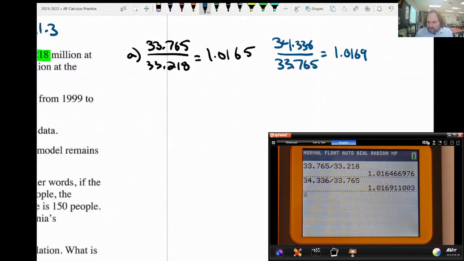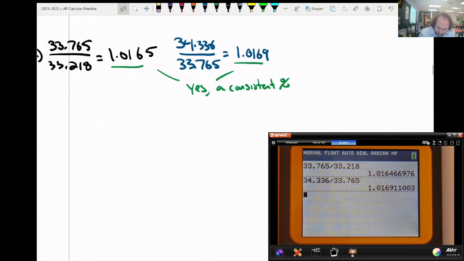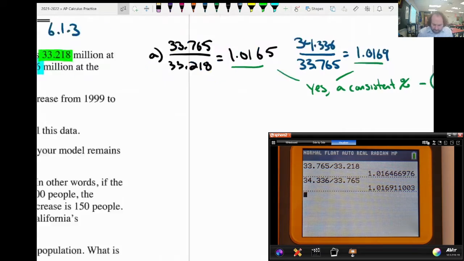So I would say that since these are about the same thing, yes, there does seem to be a consistent percentage growth. That would be kind of where I would go with this. In both cases, we're looking at about 1.6% growth. If you move the decimal point 2 spots to the right, 1.6% growth appears to be the case here.